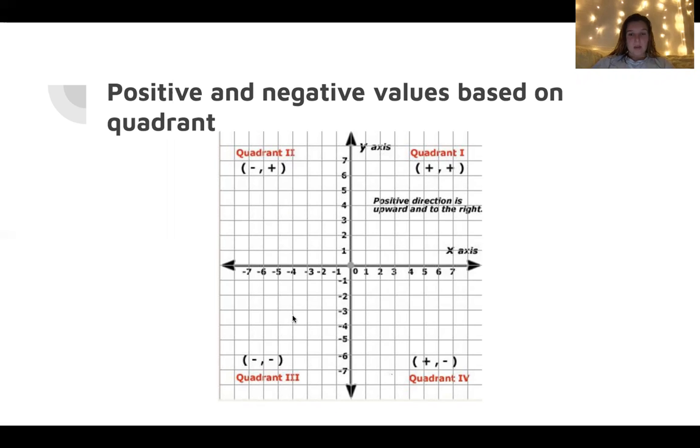Then quadrant 3, the x and the y will both be negative because you're moving negative on the x-axis, negative horizontally, and negative vertically. Then finally, quadrant 4, you have a positive x value because you're moving horizontally in the positive direction, so towards 1 instead of towards -1, and then you're moving negative in the y direction, so you're moving towards -1.